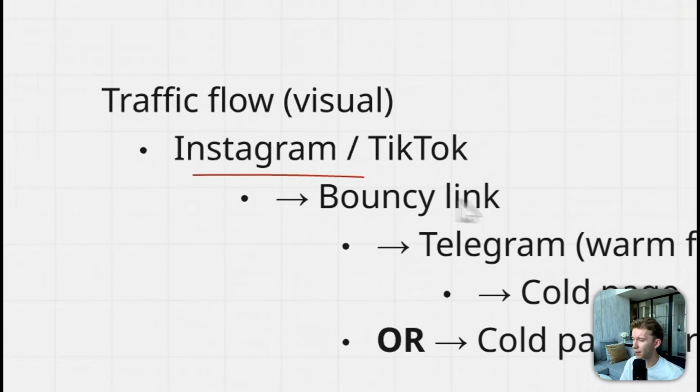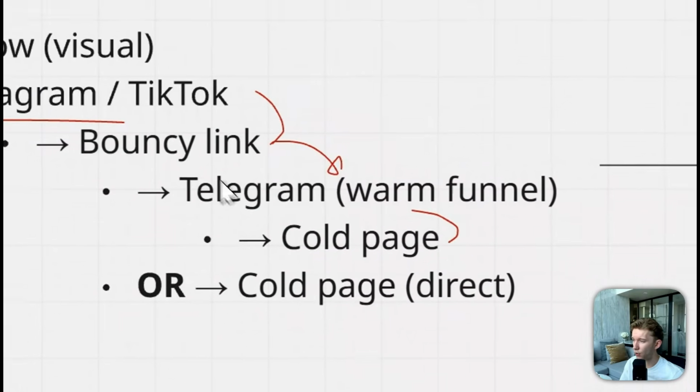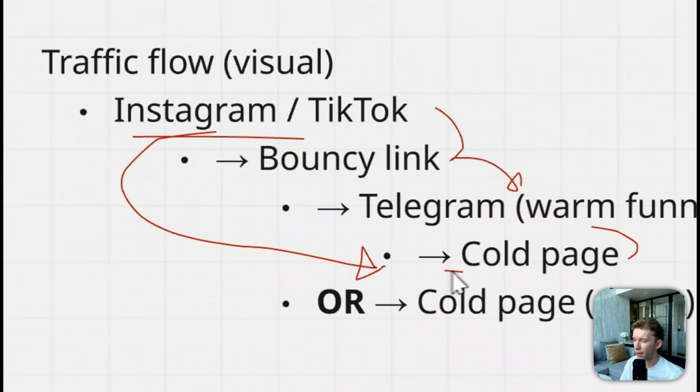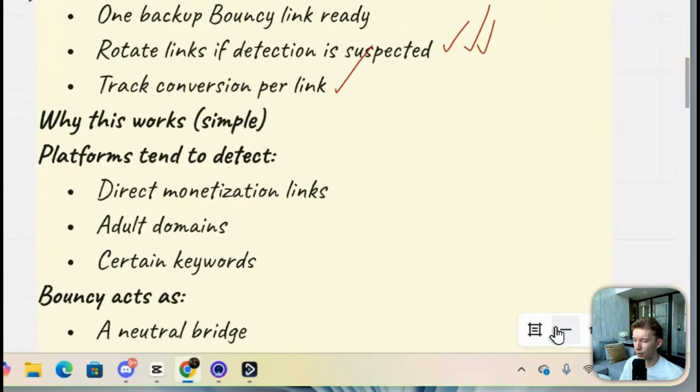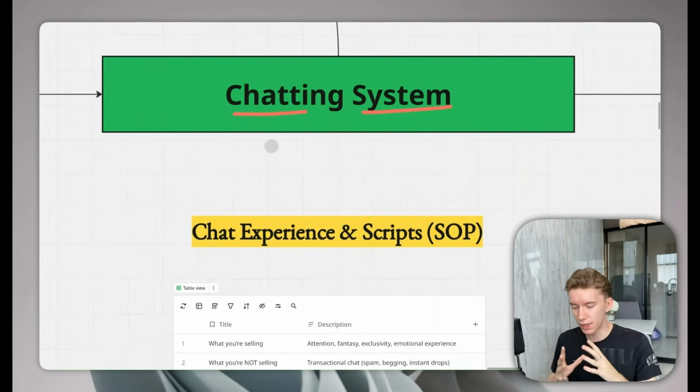So Instagram and TikTok, you'll take them to a Bouncy link. If you want, you can take them to Telegram to warm them up and then take them straight to a cold page. Or you can take them directly from here straight to the cold page, but you're going to see a lot less conversions doing it that way. So that is sort of the rule of thumb in that aspect for most revenue.